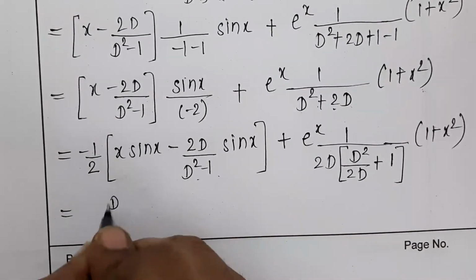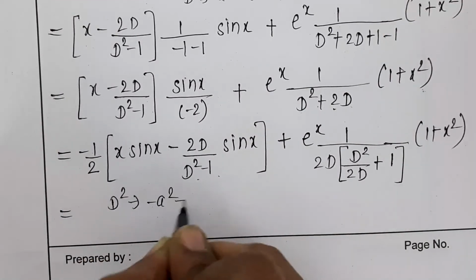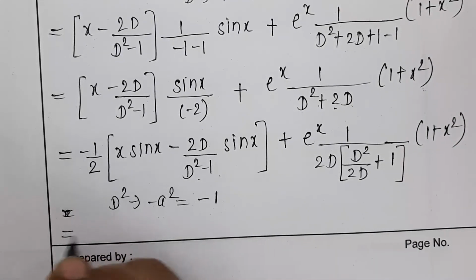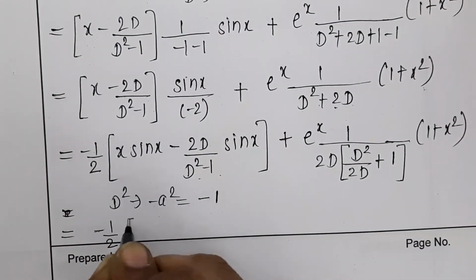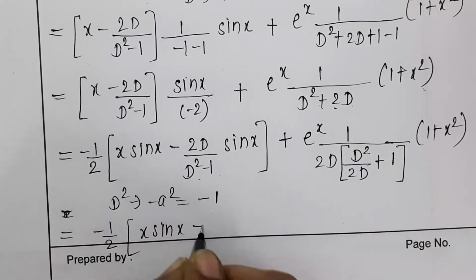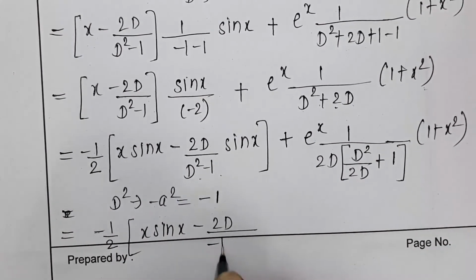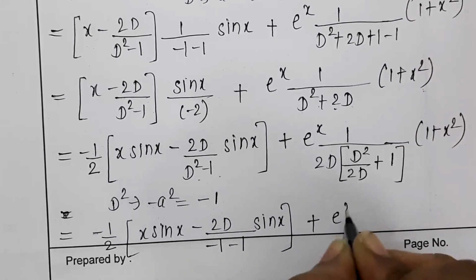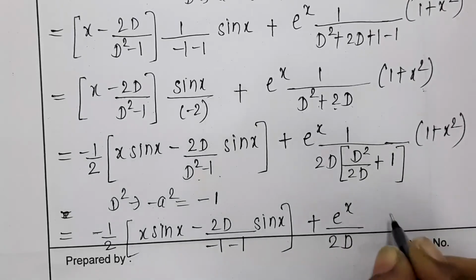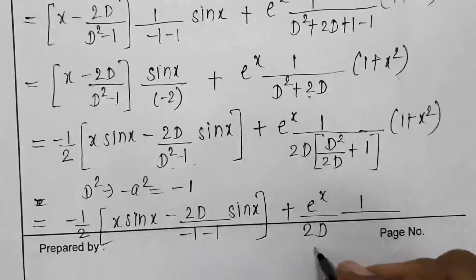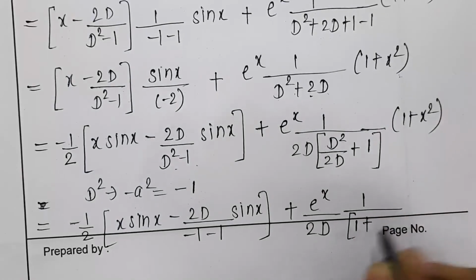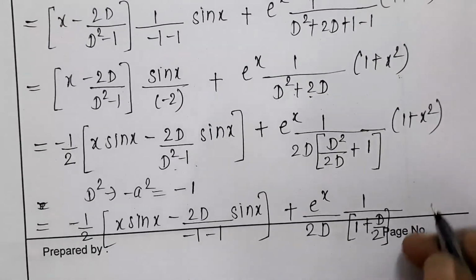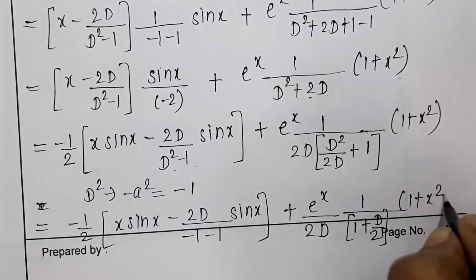So what will be the replacement? Replace D square by minus a square, which is equal to minus 1. And it is equal to minus of 1 by 2 times x into sin x minus 2D as it is minus 1 into sin x plus e to the power x divided by 2D as it is. 1 upon, I am writing this 1 first, so it is 1 plus D square by 2D, which is D by 2, multiplied by 1 plus x square.